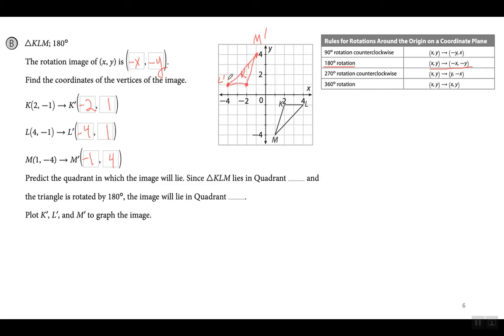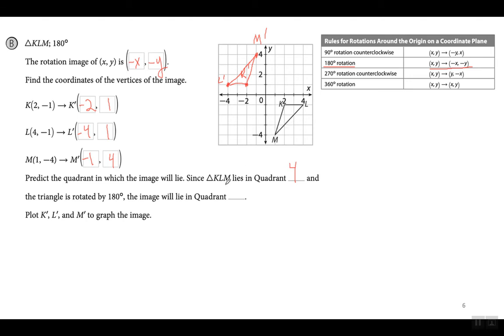All right. So it says predict the quadrant in which the image will lie. Since triangle KLM lies in quadrant 4, if you forget, this is something easy to remember. I always try to come up with little techniques like this: think about the way you write the letter C. You start at the top right box and go this way, this way, this way, and this way. So that would be quadrant 1, quadrant 2, quadrant 3, and quadrant 4.